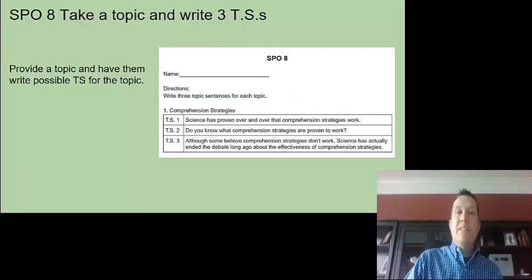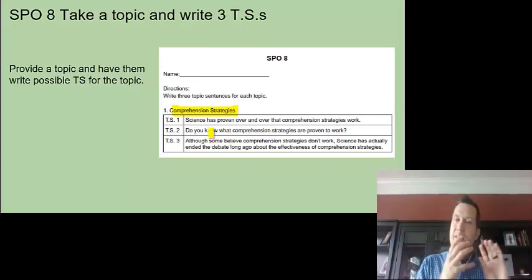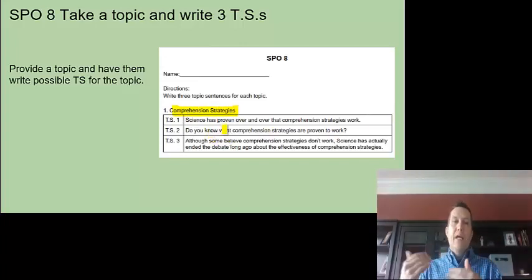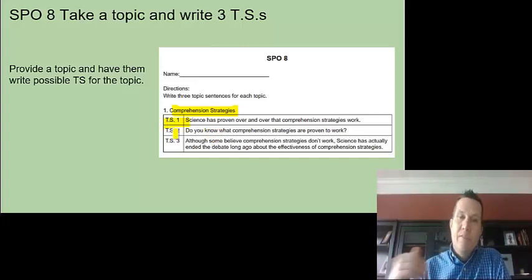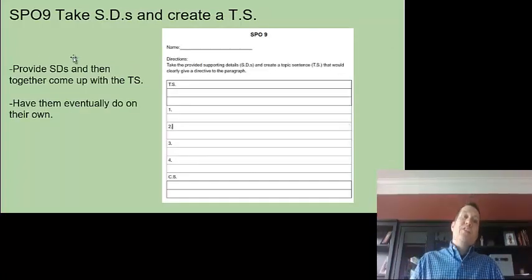Standard number 8. Take a topic sentence and write 3 topic sentences from that one. So you provide them with the topic sentence, comprehension strategies. And then they take the topic, and they're going to write 3 different topic sentences. They can choose which one they want to do. Very similar to the one before, except this one has less guidance involved, so you can see the complexity is a little bit harder.